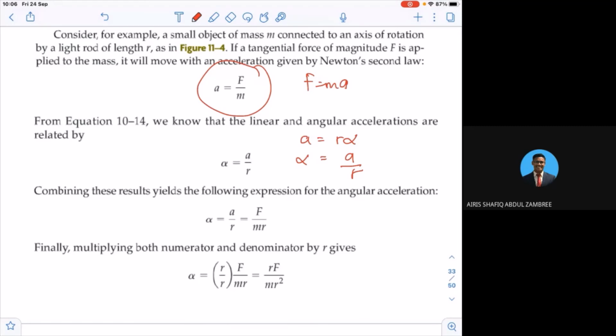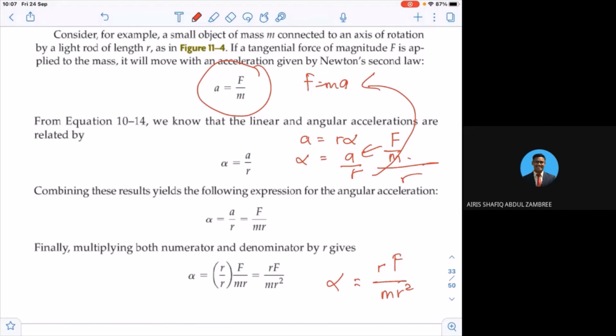Okay, and then if you try to combine the things, or put it in terms of F equals ma, we may simplify so that we can relate alpha. Because here A equals F over m, you can put F over m over R, and it becomes alpha. If you want to eliminate the R, we need to multiply both sides by R. Therefore, we can have alpha equal to Rf over mr squared.